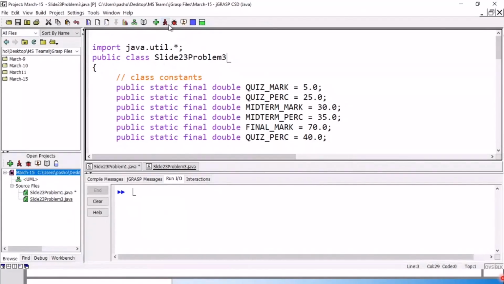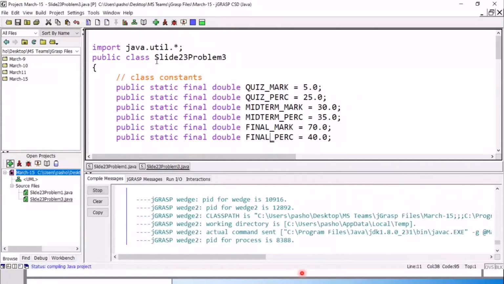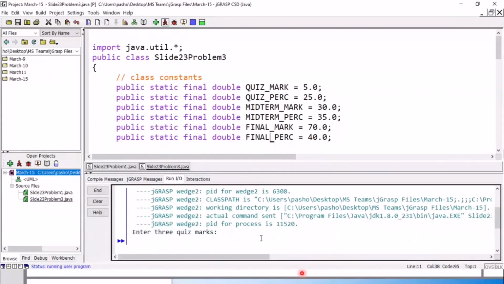So run it. We have an error. It says here final. Yes, see, I did not change it when I pasted here. So we need to correct this syntax error. Run. So now there are no errors.